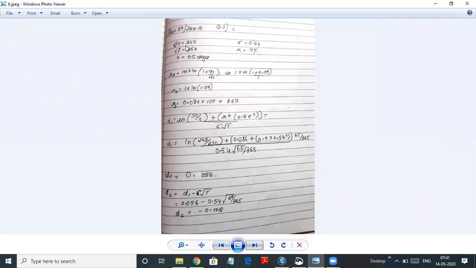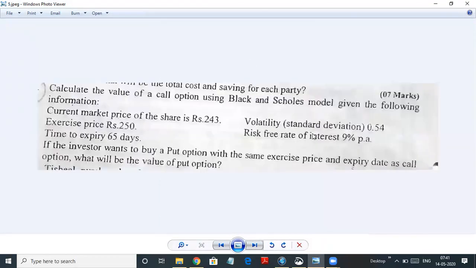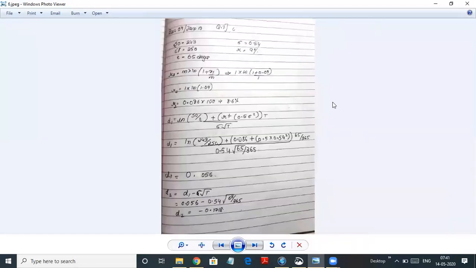So let's start. S0 is 243, E is 250, time is 65 days, standard deviation is 0.54 and R is 9%. So this R is not continuously compounded. See here, they've just given you R rate. So we first find the continuously compounded rate. We find the R2 value.